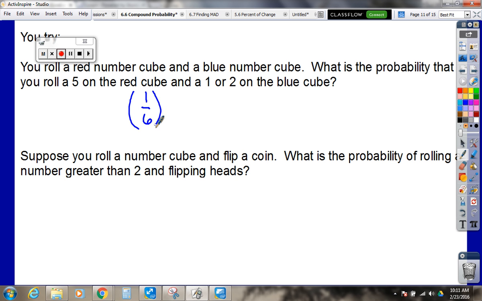What's the probability that you're going to roll a 1 or a 2 on the blue cube? 2 out of 6, because there's a 1 and a 2. That's 2 choices out of the 6 choices. Again, I'm going to reduce before I multiply. It saves me a lot of work later. 1 times 1 is 1. 6 times 3 is 18. So the probability is 1 out of 18.